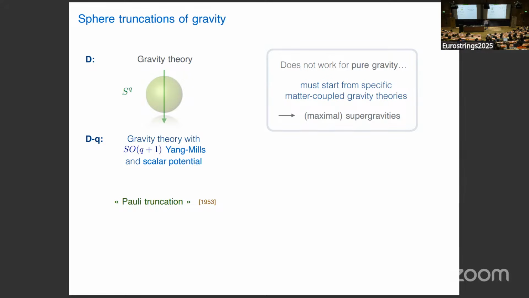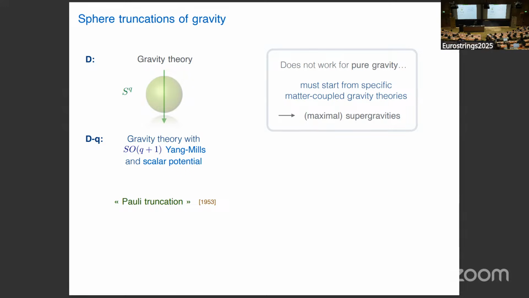and leaves you with the field equations of the lower dimensional theory. Of course, this is usually very hard to do, because these truncations are very nonlinear, and gravity theories are very nonlinear to start with, so it's difficult to prove. And in fact, what we know is that this does not work for pure gravity. If you start from pure gravity in D dimensions, you cannot do such sphere truncations. And so the only way for these sphere truncations to work is if you start from some matter-coupled gravity theories with specific matter content and specific couplings.